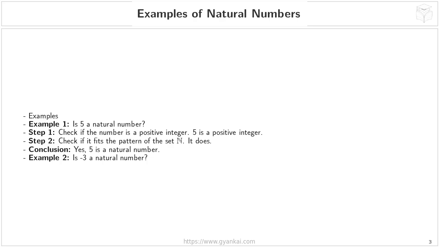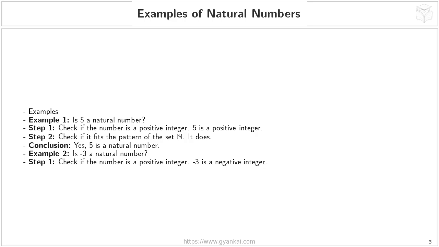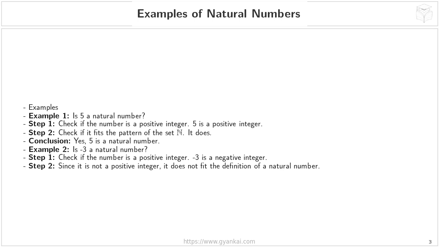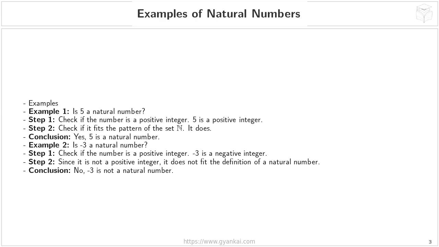Example 2, is -3 a natural number? Again, step 1, is it a positive integer? No, it's a negative integer. Because it's not positive, it immediately doesn't fit our definition of a natural number. So the conclusion is no, -3 is not a natural number. Remember, natural numbers are about counting, and you can't count with negative values.